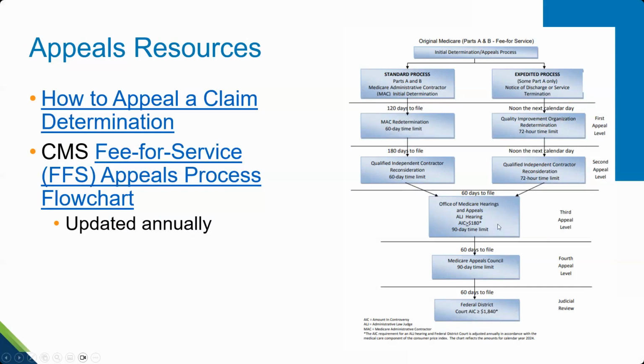So this provides those time limits. You can see here under Office of Medicare Hearings and Appeals, there's an AIC equal to or greater than $180. And then the 5th level AIC is equal to or greater than $1,840. There's asterisks there, and if you look at the key at the bottom of the flow chart, you'll see that the AIC is adjusted annually. So again, pay attention to that calendar year date that you see on this really great CMS tool.